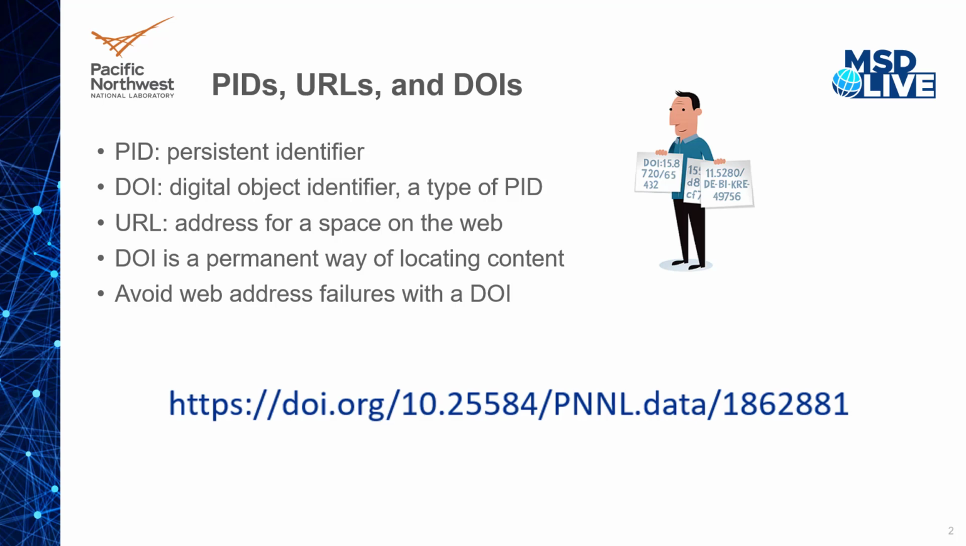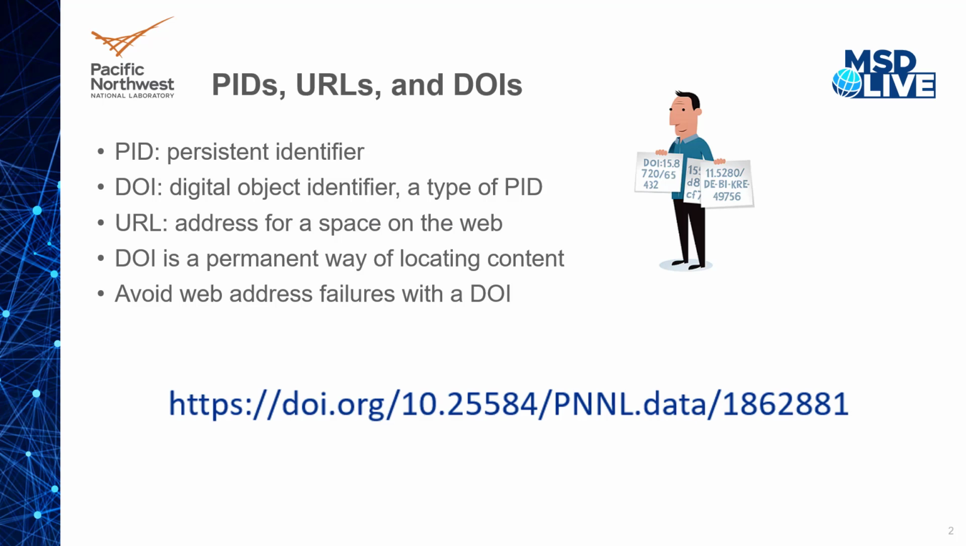DOIs are used to provide a permanent link to content online. But they work differently than traditional URLs. URLs, as you probably know, serve as the address for a space on the web. It points to a location, not necessarily the content that is in that location. Conversely, DOIs are assigned to content or digital objects.